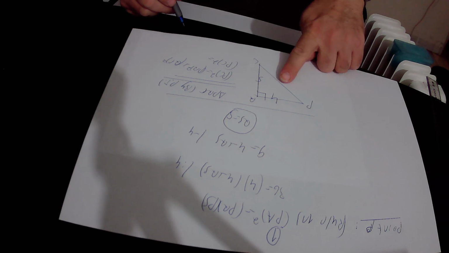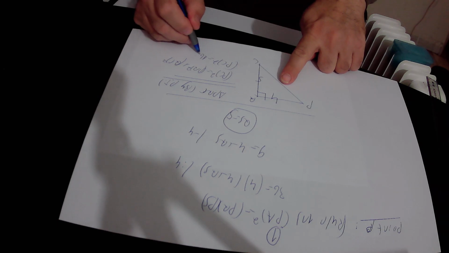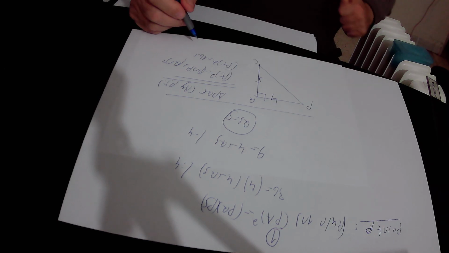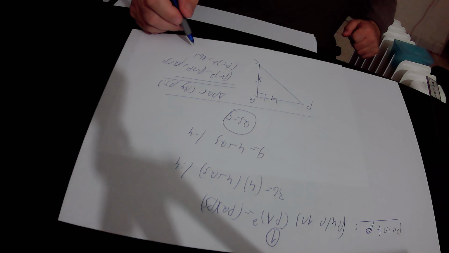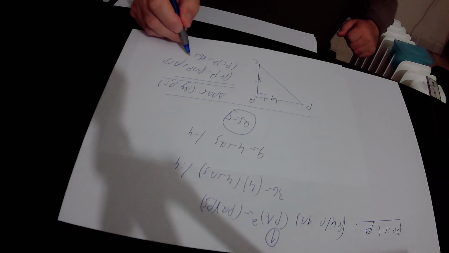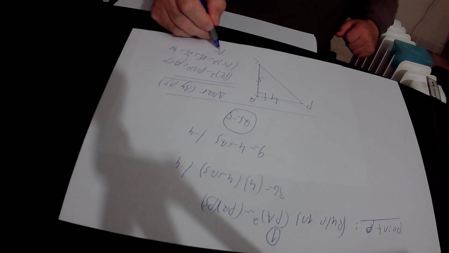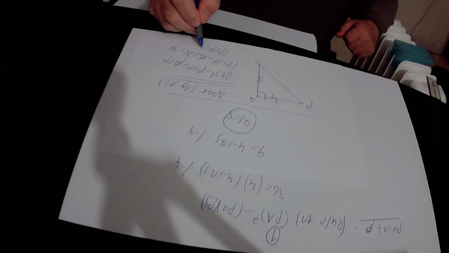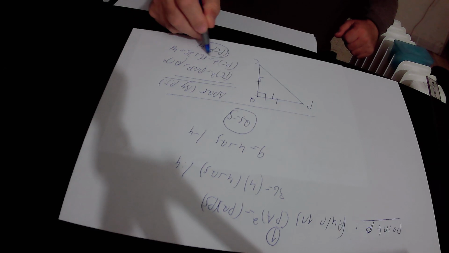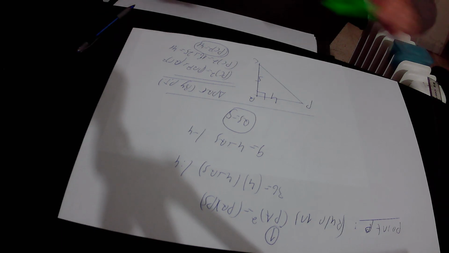PQ squared. PQ is 4, therefore PQ squared is 4 squared, that is 16, plus QC squared. QC is 5, therefore QC squared is 5 squared, that is 25. So in total we found out that PC squared equals 16 plus 25, that is 41. So PC squared equals 41.